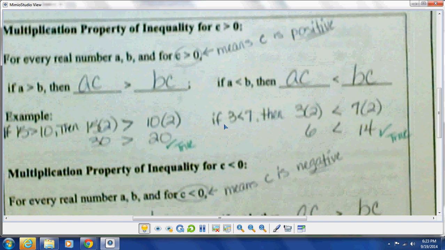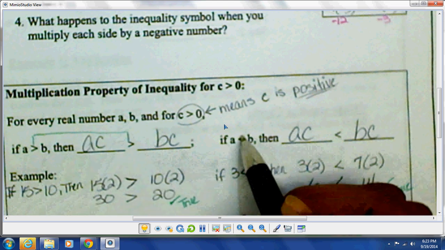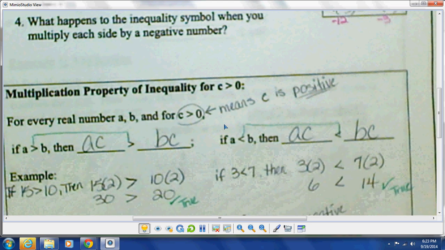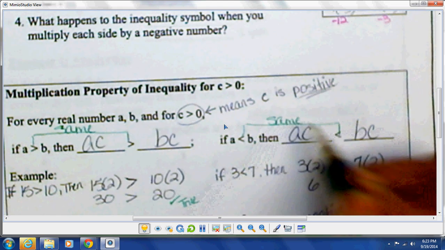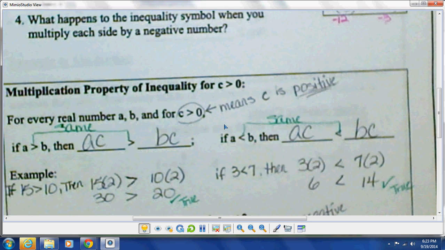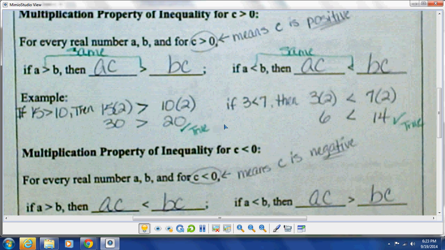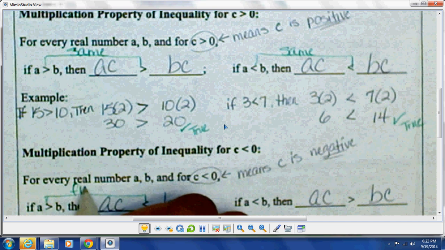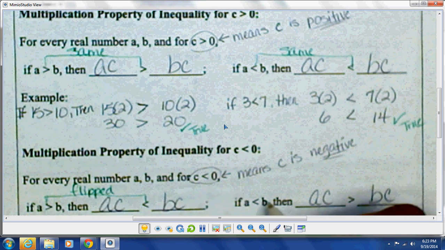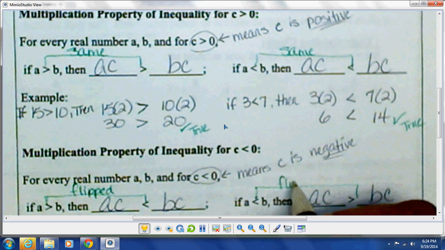So notice up here, we had the same symbol. Make sure you're moving back up towards C is positive. So they're the same. But notice that when I move to C is less than 0, my symbols flipped or reversed. Greater than here, less than here. So that is flipped. Same over here. I started with less than, and the solution would have to be greater than. So that is also flipped.